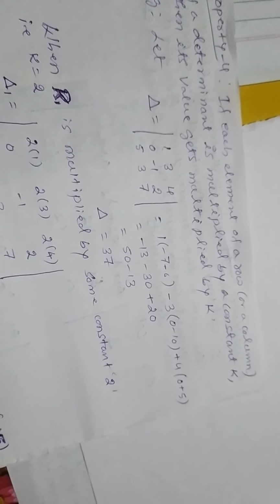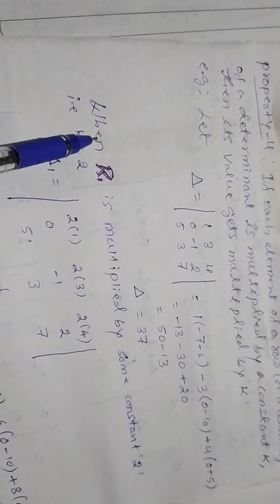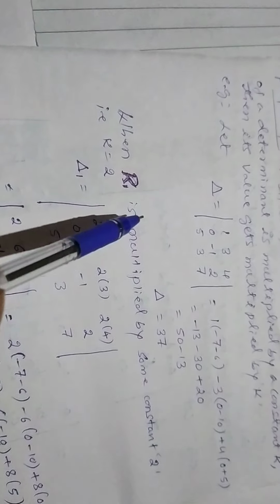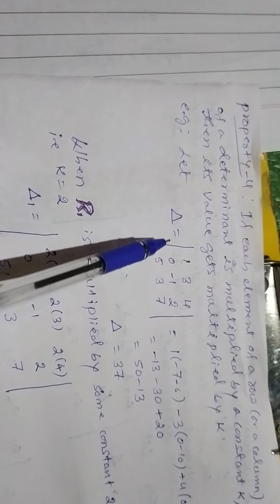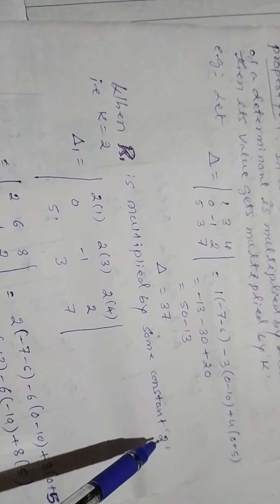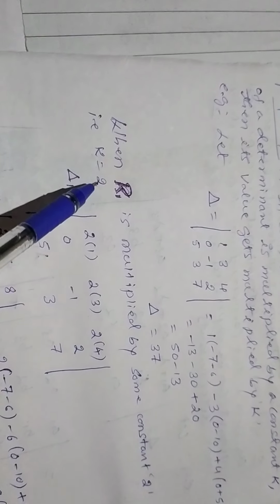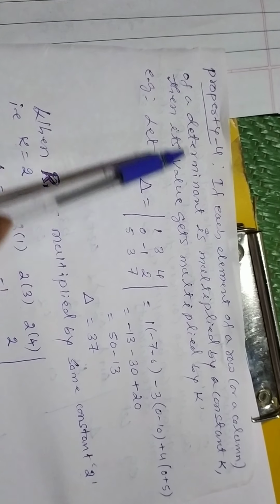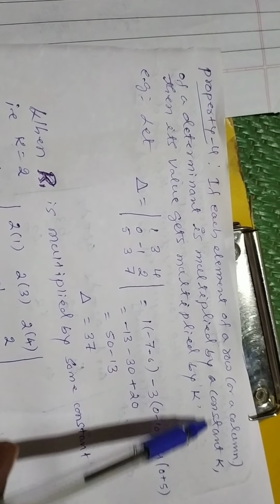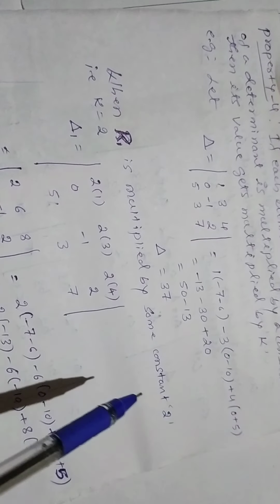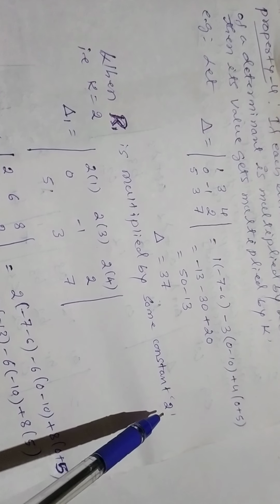Okay. Now, when R1 is multiplied by some constant 2, that is nothing but k. K is equal to 2, because in the statement, when each element of a row or a column of a determinant is multiplied by a constant k, then its value gets multiplied by k. So like that, I have taken here k equals 2.